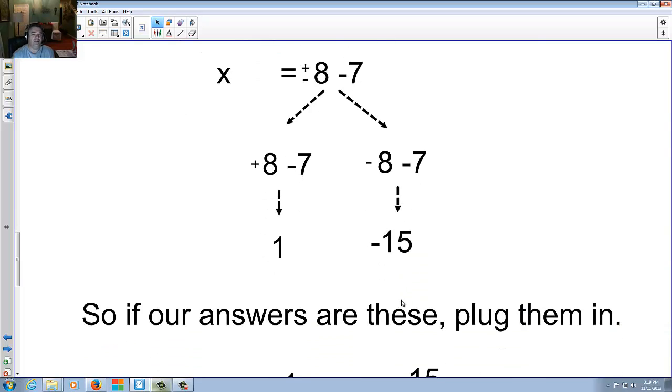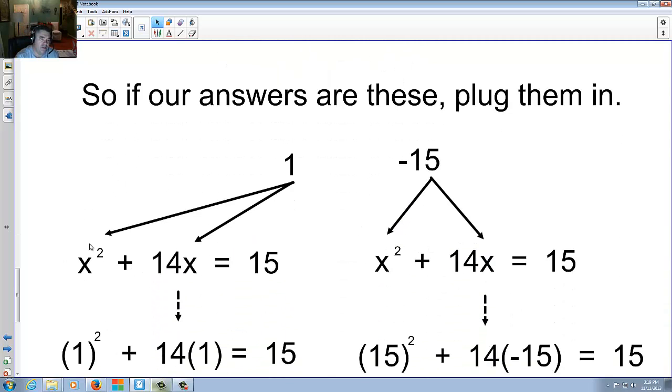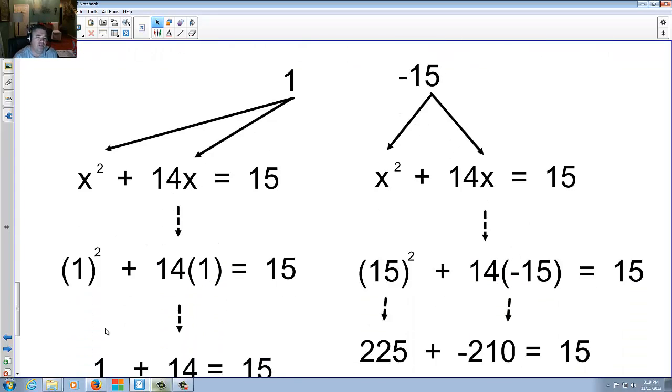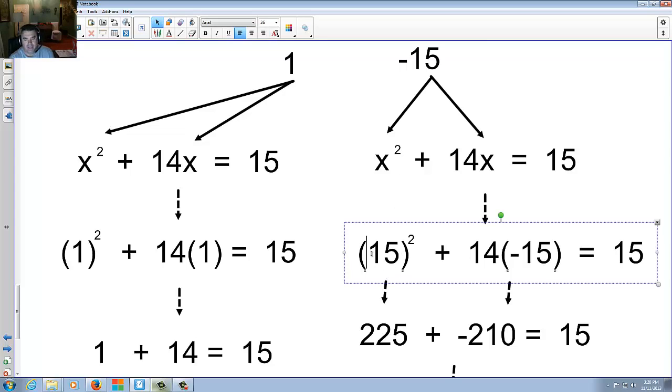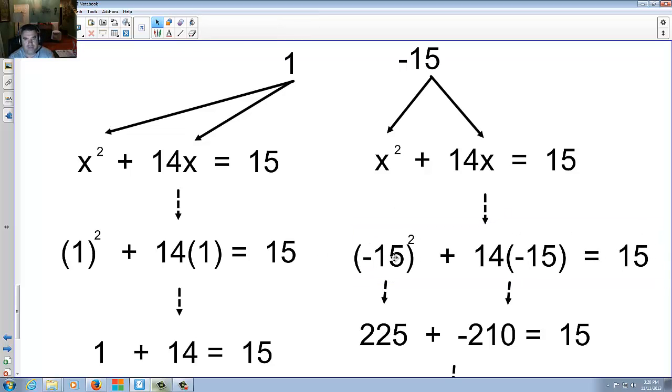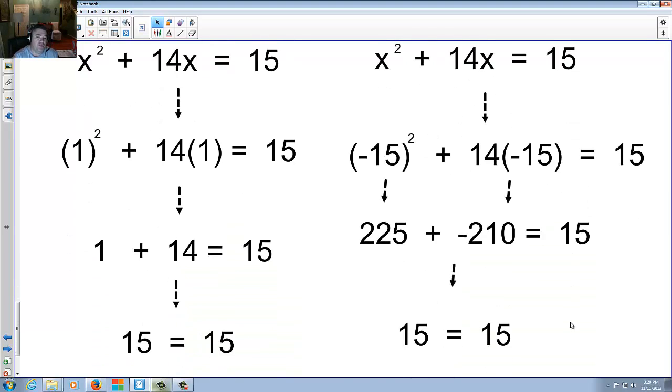So if these are our answers, let's plug them in and see if they work. Well, when I plug a 1 in here, 1 squared is 1, 14 times 1 is 14, 1 plus 14 does equal 15. And negative 15 squared, negative 15 times negative 15 will become positive 225. Really, that should be a negative, but that's okay. It serves the purpose all the same. And 14 times negative 15 is negative 210. Well, 225 plus negative 210 also equals 15.